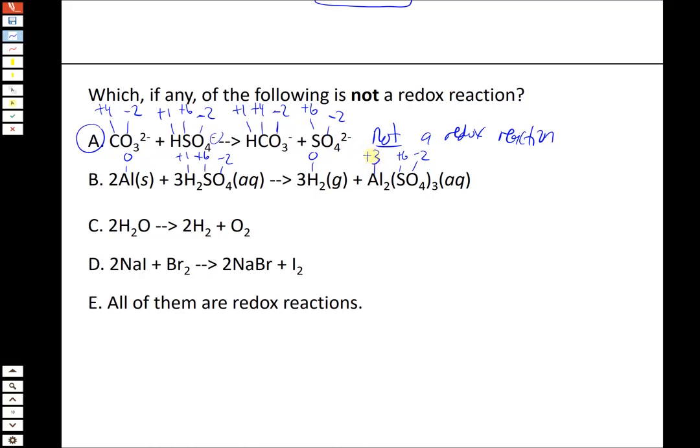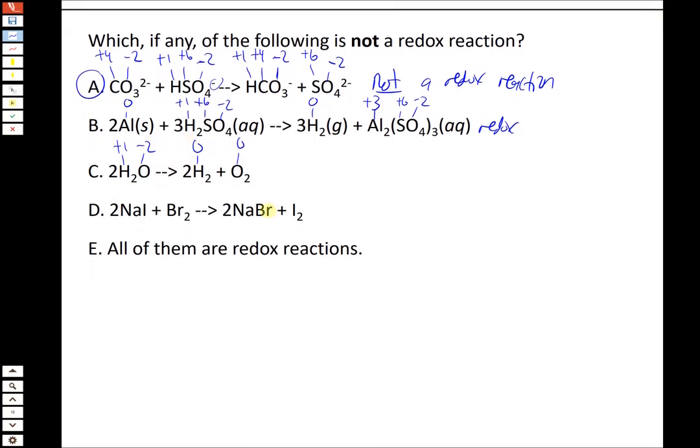So here we do have changing oxidation numbers. We have aluminum going from 0 to +3, hydrogen going from +1 to 0. So this one is a redox reaction. And then the decomposition of water into hydrogen and oxygen, water is +1 and -2. And then we have 2 elements by themselves that are going to be 0 oxidation numbers. So again, hydrogen is changing +1 to 0, oxygen is changing -2 to 0, so that one is redox.